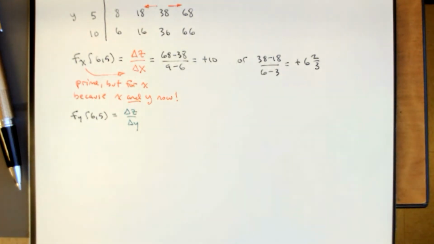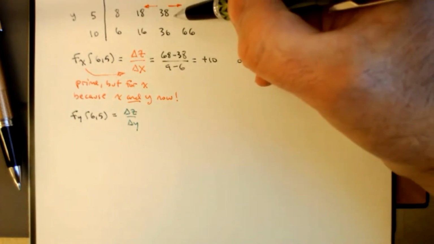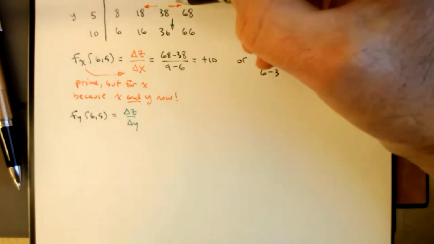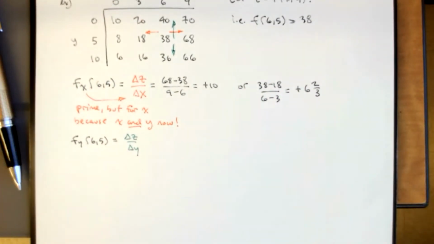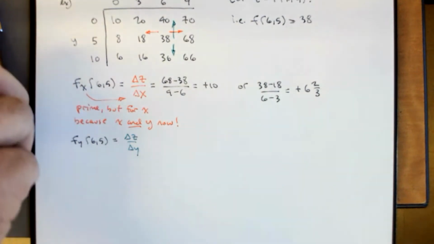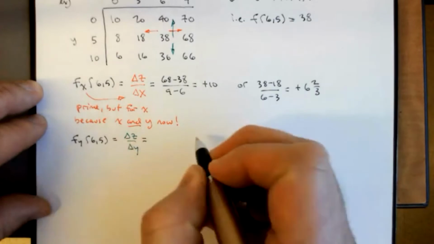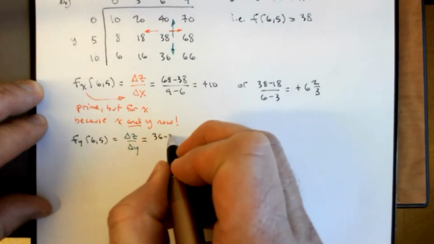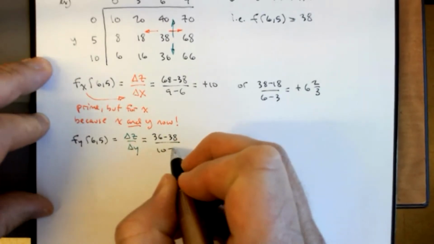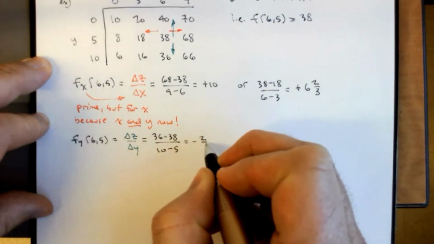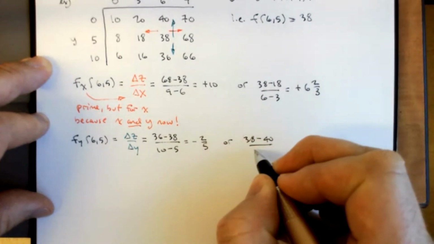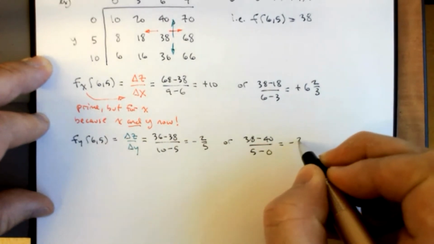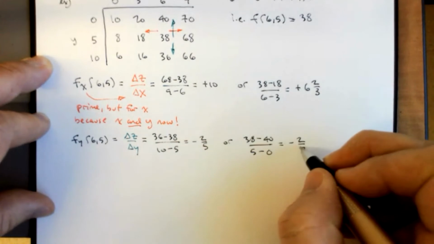And we can either go from this 38 to 36, go this direction, or we can go the other direction. But it looks like in the y direction, things are changing linearly. We're decreasing by 2 every 5 units. So we can either do 36 minus 38 divided by 10 minus 5 for a negative 2/5, or 38 minus 40 divided by 5 minus 0, also negative 2/5. I spelled 5 wrong. Same thing.